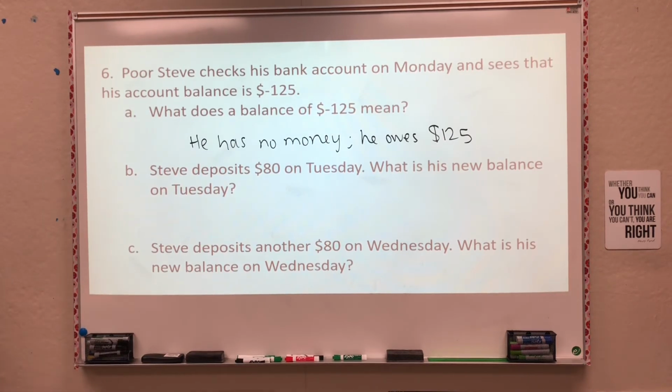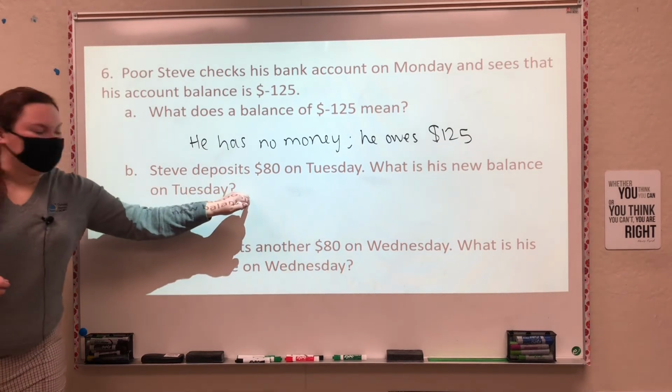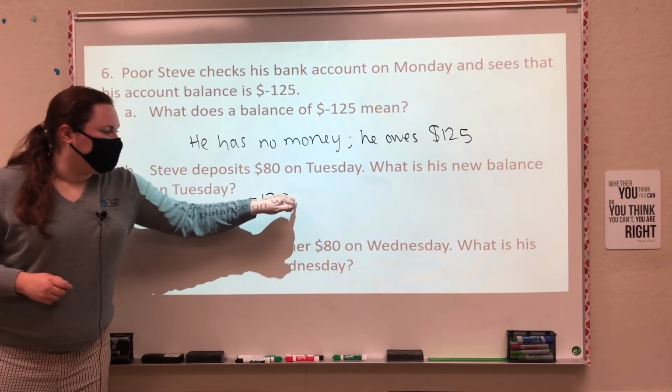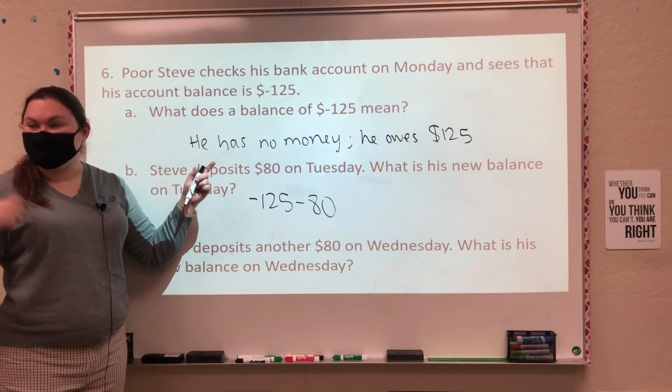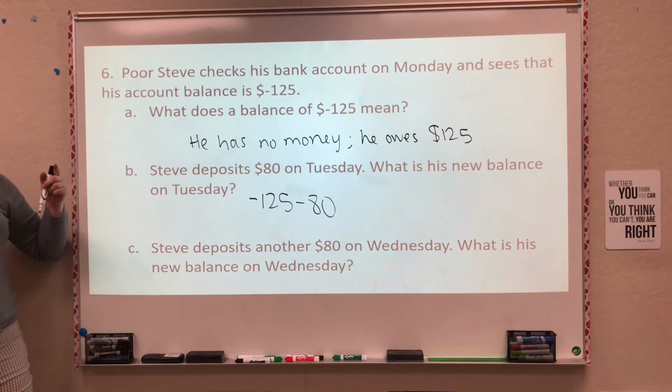That second part says Steve deposits $80 on Tuesday. What is his new balance on Tuesday? What would I need to do to figure out that answer? So negative 125 minus 80. And tell me why we're subtracting 80. Because he deposited $80. He put the money in and he got less that he owns. Or no? So let's pause there. I heard you saying he has the $80. Yeah, he's putting it in. What's that going to mean for my equation?